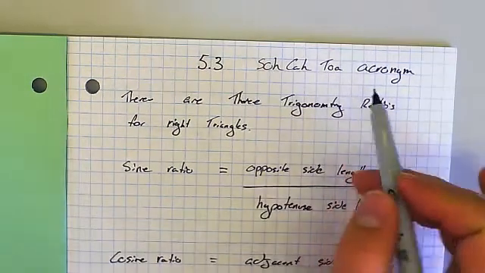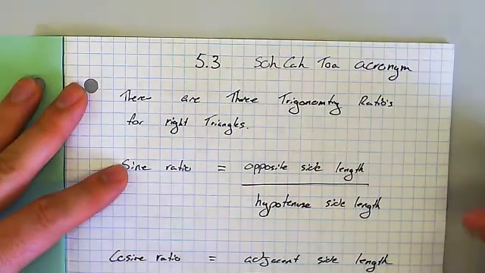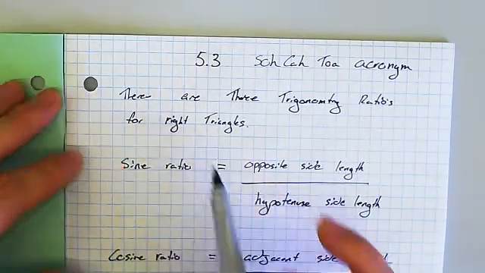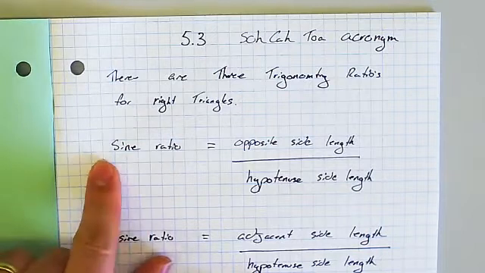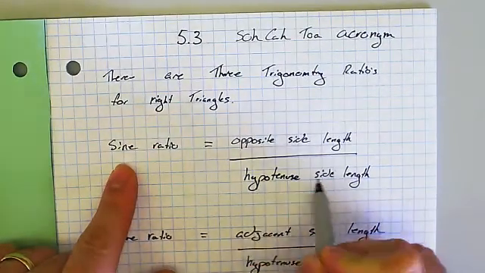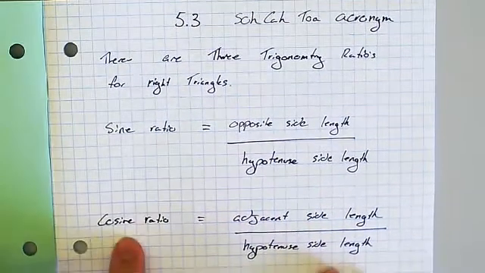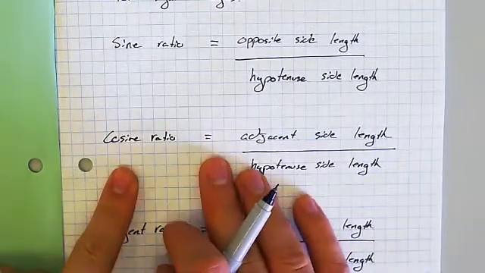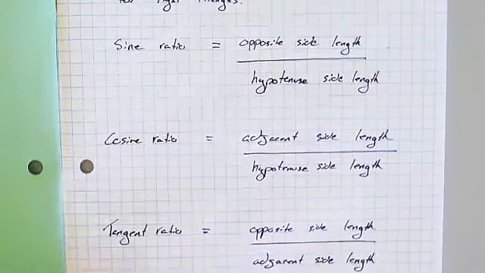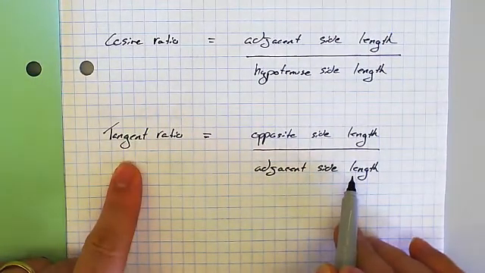SOHCAHTOA, an acronym, is a little bit of a formula to help us remember an important formula or saying. There are three trigonometric ratios that we care about for right triangles. The first one is our sine ratio, which stands for the opposite side length over your hypotenuse side length, based on the labeling we did yesterday in 5.2. There's the cosine ratio, which is the adjacent side length divided by your hypotenuse side length. And last we have our tangent ratio, which is the opposite side length divided by your adjacent side length.